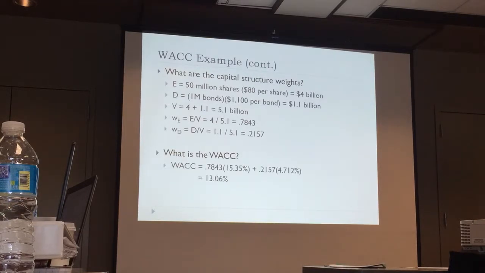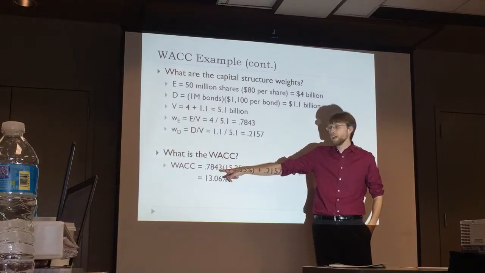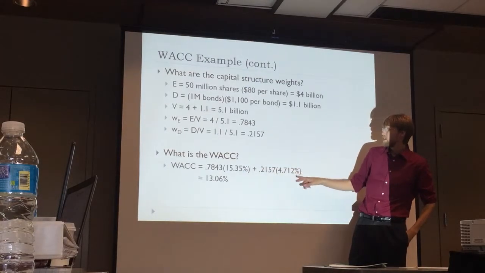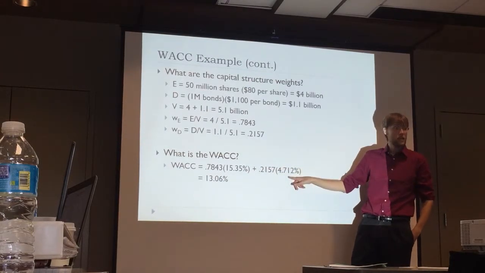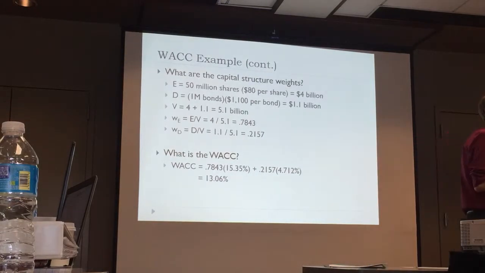And then we pull it all together for the weighted average cost of capital. We take that 78% on the equity side multiplied by the cost of equity, plus the 22% times the after-tax cost of debt. And we find this firm has a weighted average cost of capital of 13%.